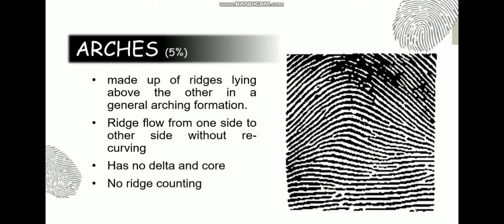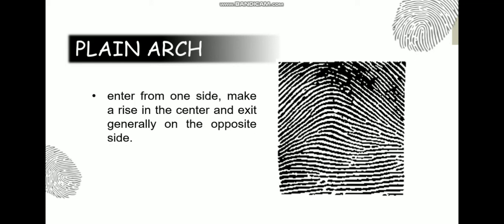So next is the arches or arch, made up of ridges lying above the other in a general arching formation. Ridges flow from one side to the other side without recurving. It has no delta and core, no ridge counting. So next, the plain arch. Ridges enter from one side, make a rise in the center and exit generally on the opposite side.